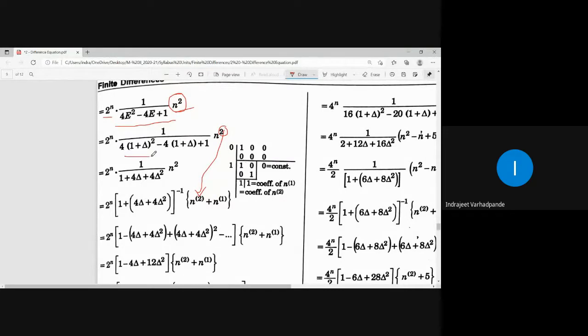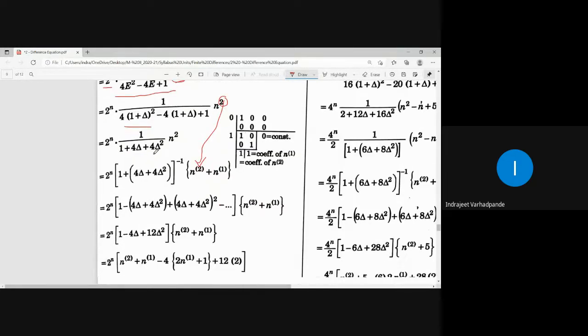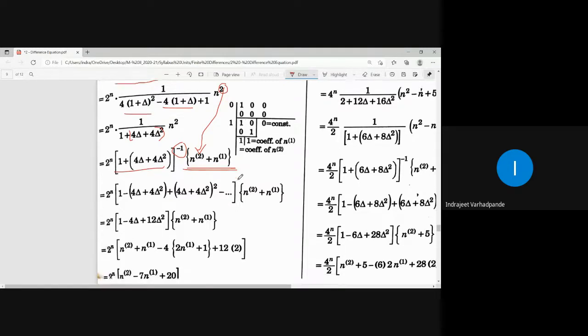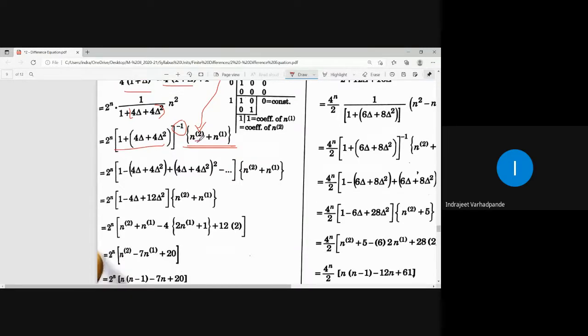So expand this. 1 plus delta whole square is 1 plus 2 delta plus delta square. Simplify accordingly. Now I am getting the denominator as 1 plus a certain term, which is to be written in the numerator with the power minus 1, and n square can be written as a factorial polynomial, n to the power 2 factorial plus n to the power 1 factorial. As the highest degree is 2, the powers of delta will also be expanded till power 2.